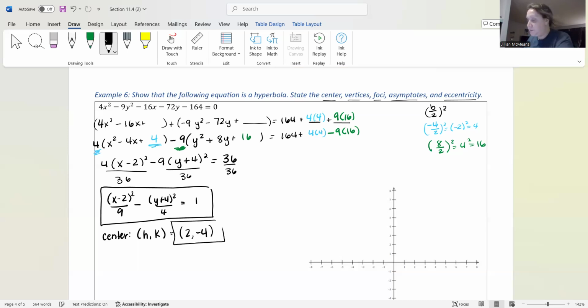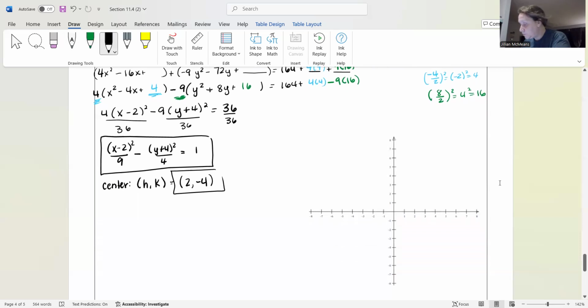So we could go ahead and plot that. So we're at 2, negative 4. That's our center. Okay, now we do know a lot more. We know that the x term is positive. And if the x term is positive, what that tells us is we have a hyperbola that's opening in the x direction. So this tells me the transverse axis is horizontal.